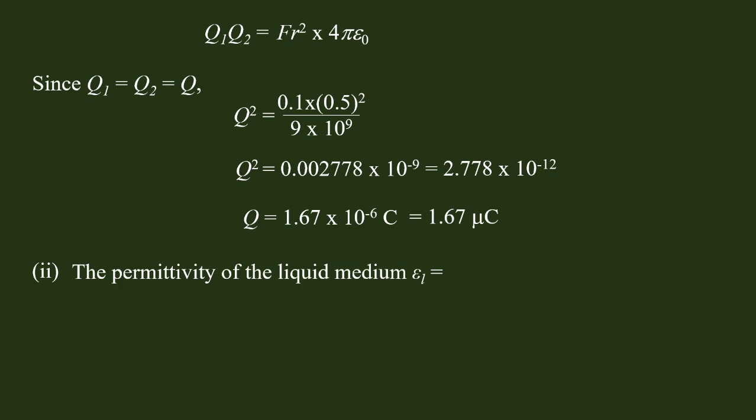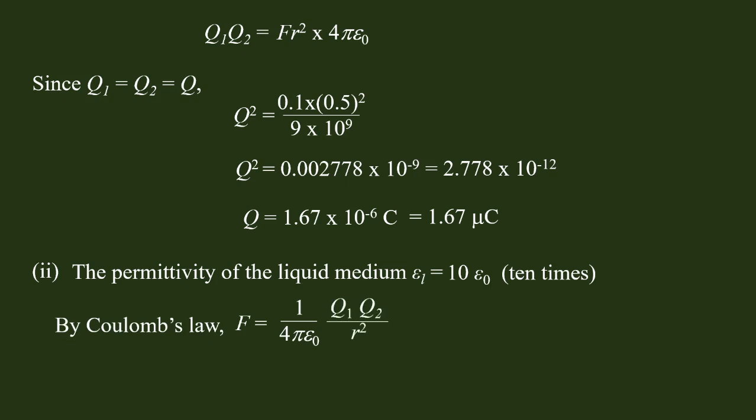For a liquid medium, the permittivity is denoted by epsilon, and for vacuum the permittivity is epsilon naught. So in Coulomb's law, F is equal to 1 by 4 pi epsilon naught, q1 q2 divided by r square.